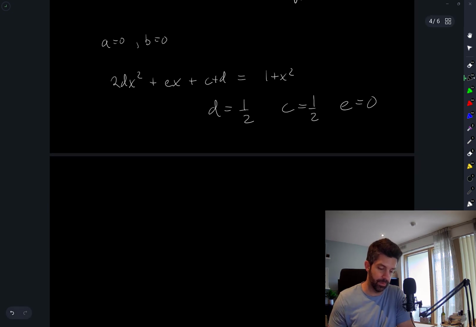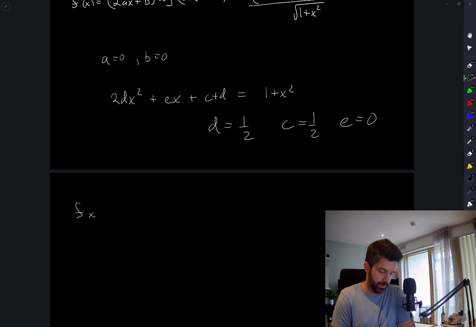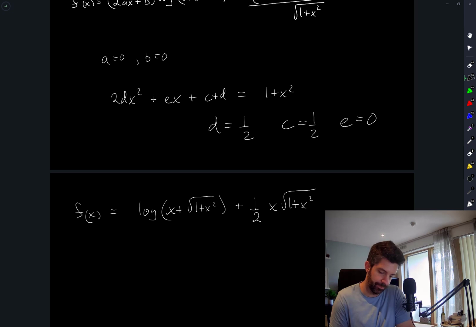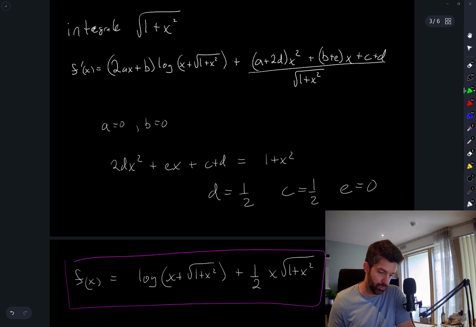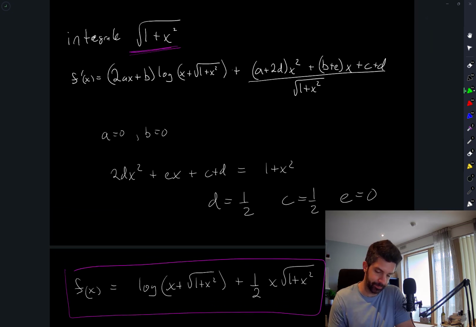Okay, now I can write down the antiderivative here. It's going to be log of x plus square root of 1 plus x squared, plus a half x times the square root of 1 plus x squared. Cool. And that is the antiderivative, or integral, of that.